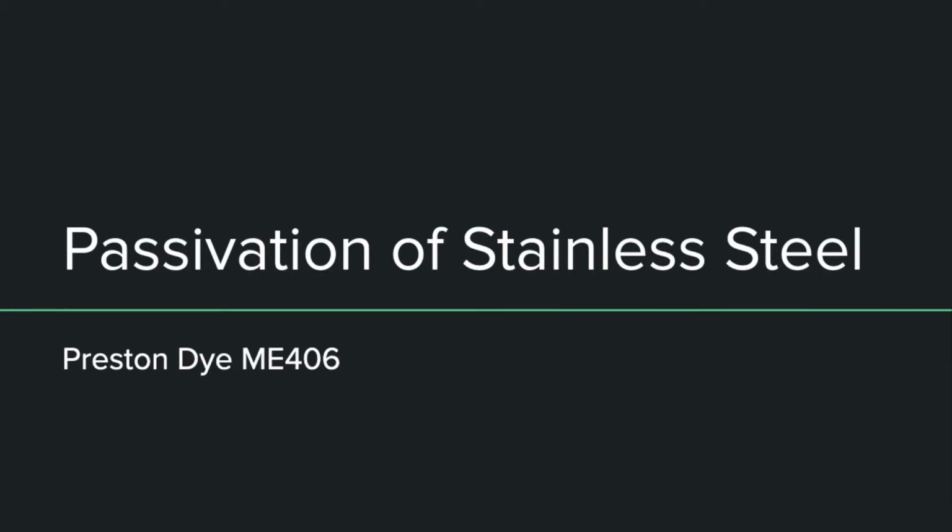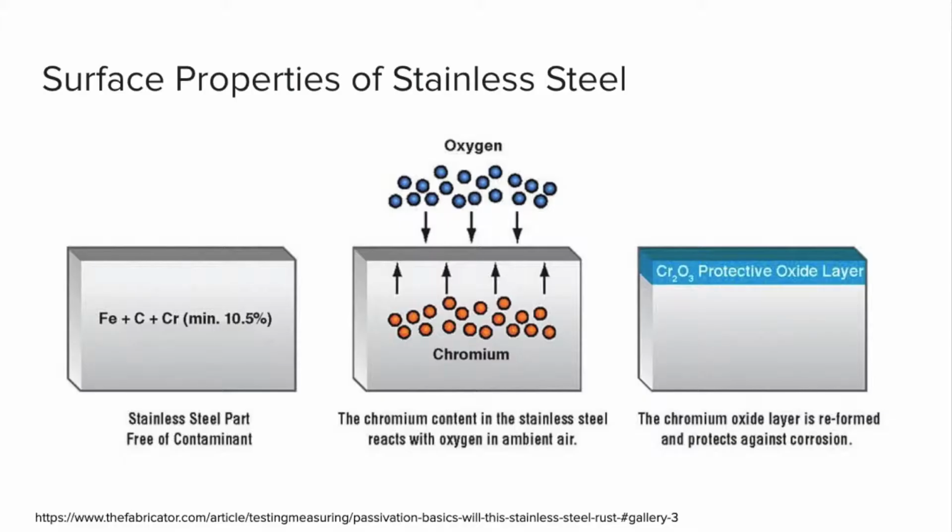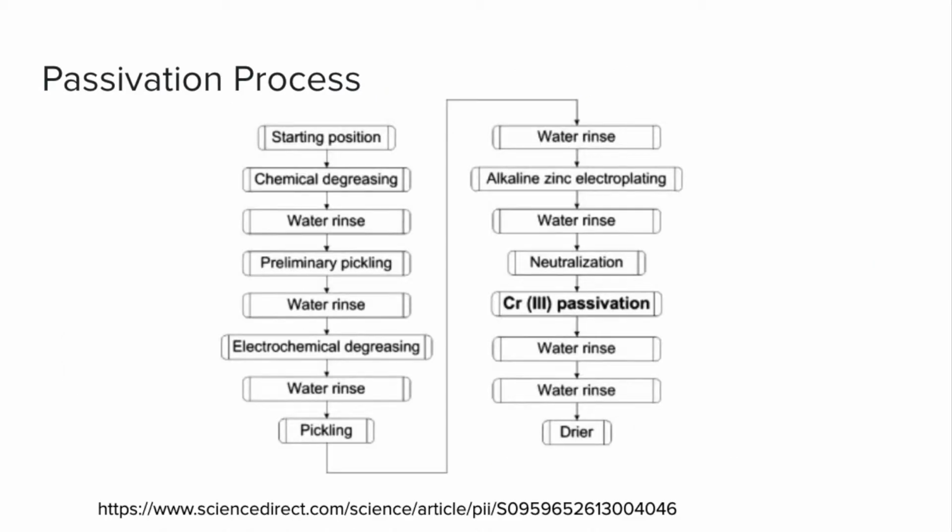I will be presenting on passivation of stainless steel. First of all, I'd like to cover a little bit about the surface properties of stainless steel. Oxygen will react with the chromium that is found in stainless steel to create a chromium oxide protective layer. This oxide layer can be strengthened via passivation. The passivation process is shown below.